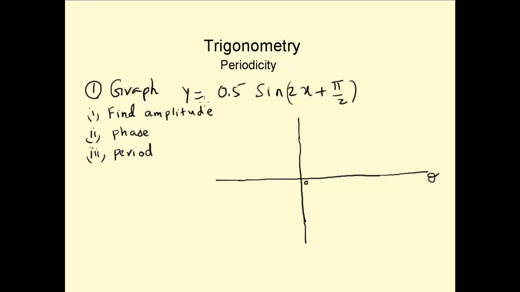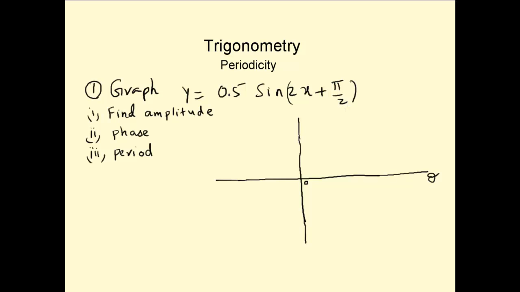Graph y is equal to 0.5 sine 2x plus pi by 2 and find amplitude, phase and period. So let's plot this graph with different values of x ranging from, say, minus 2 pi to 2 pi. You just need to put x as different values like minus pi by 4, 0, pi by 4, pi by 2 and so on. So if you plot that, let's plot y is equal to 0.5 sine 2x first.